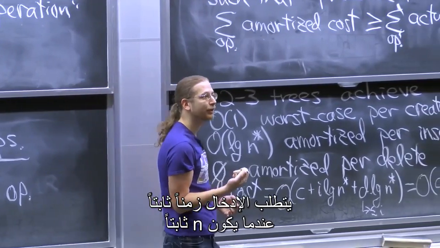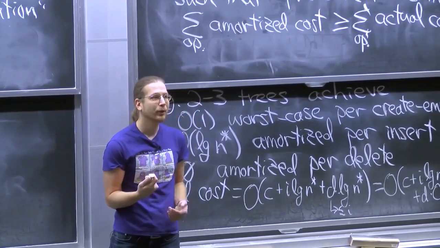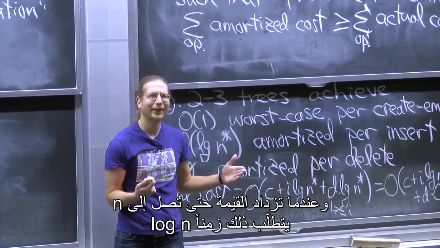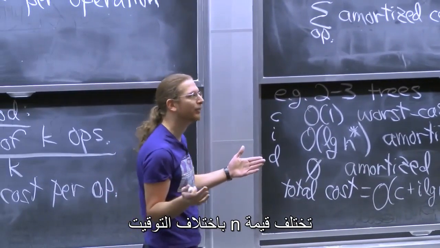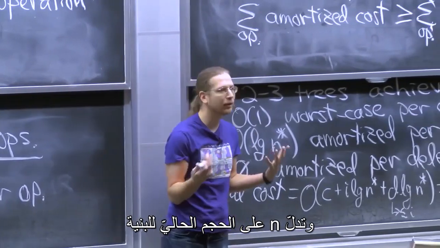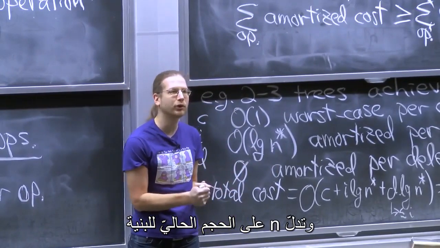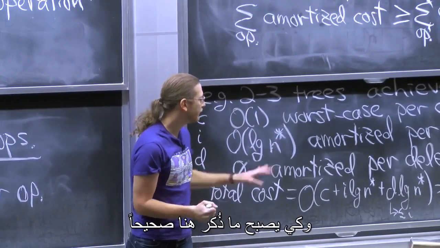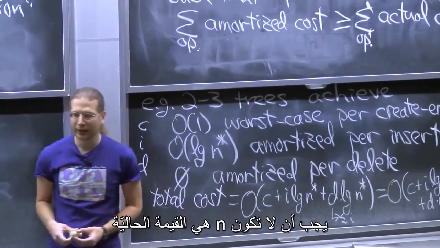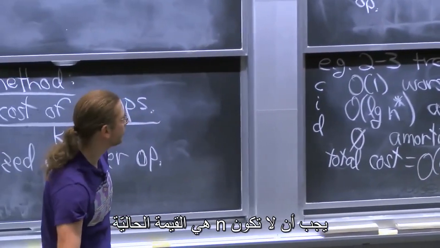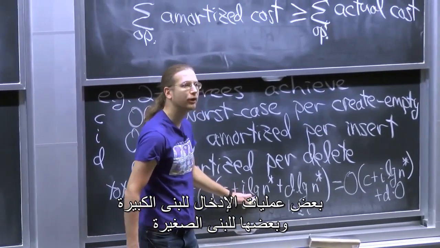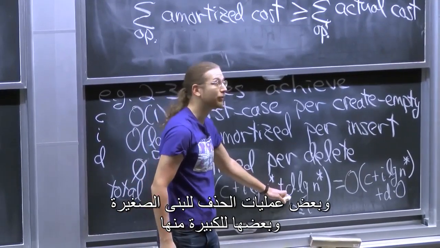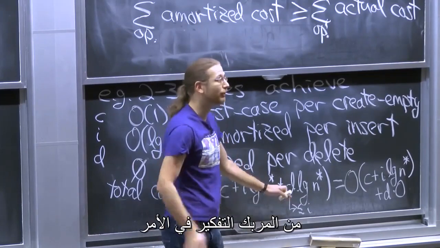When n is a constant, insertion is constant time. When n grows to n, it costs log n time. At different times, n is a different value. And n I'm going to use to mean the current size of the structure. For this argument to work at the moment, I need that n is not the current value because this kind of charging works. Some insertions are for large structures, some are for small structures, some deletions are for small, some are for large. It gets confusing to think about.